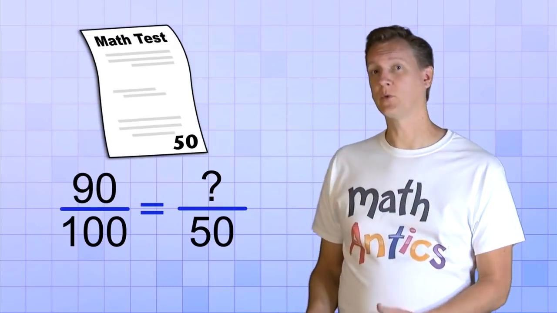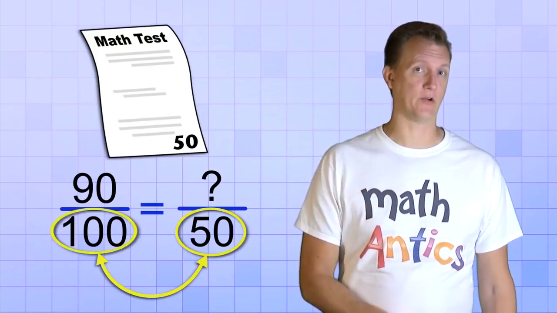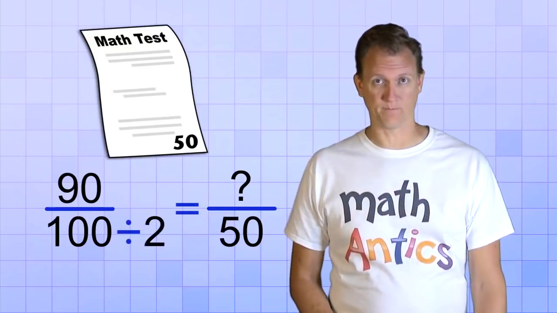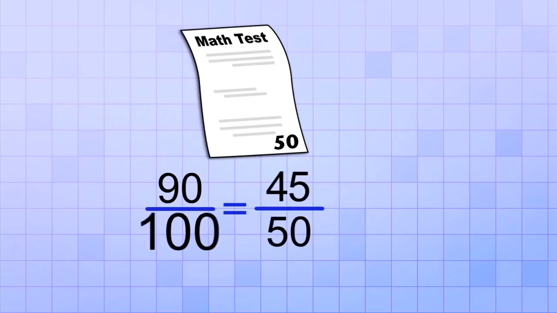Notice the relationship between our fractions' bottom numbers. 50 is exactly half of 100. So we could go from 100 to 50 by dividing by 2. And that means if we do the same thing to the top number, divide it by 2, we'll get the top number of the equivalent fraction. And since 90 divided by 2 is 45, 45 over 50 is equivalent to 90 over 100.